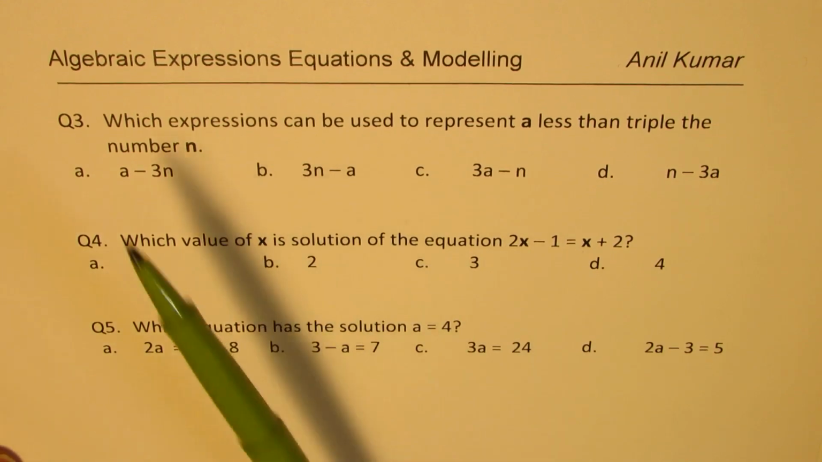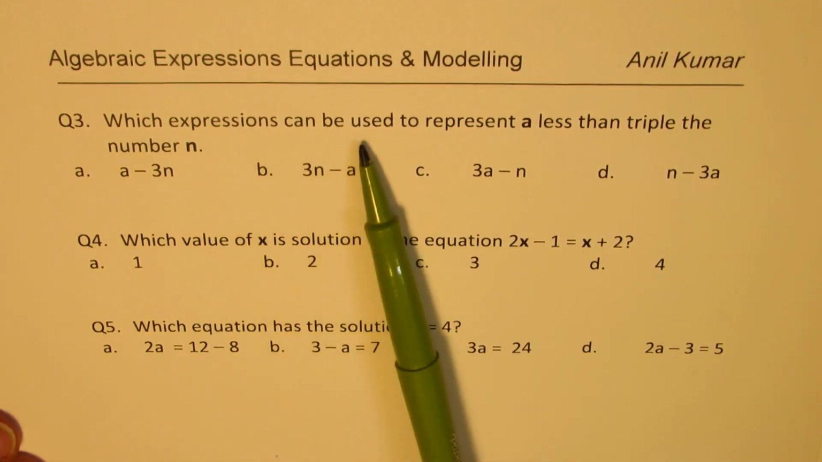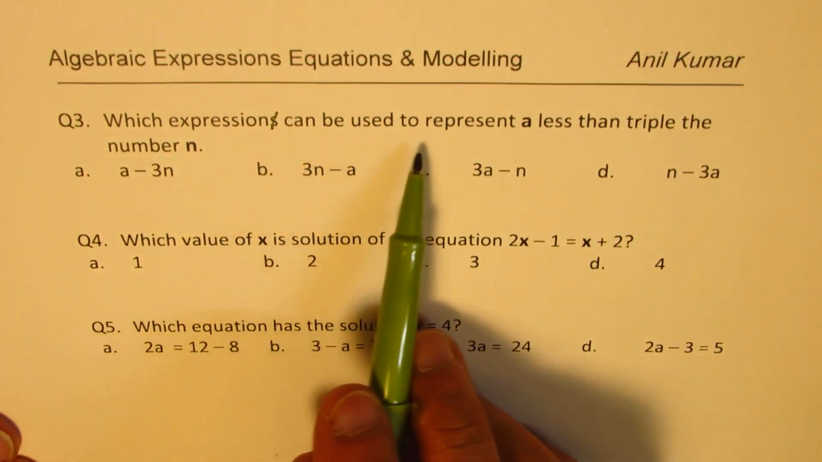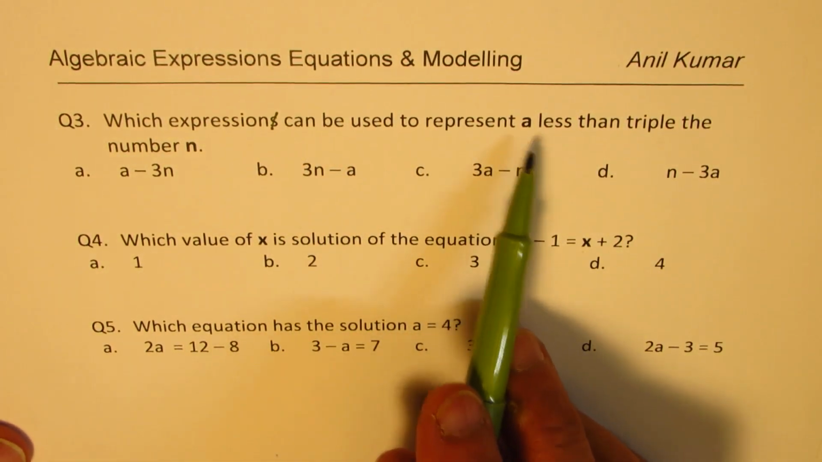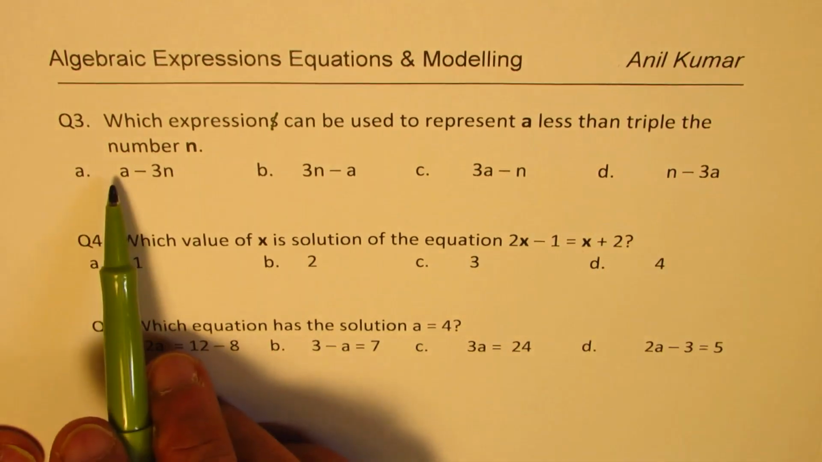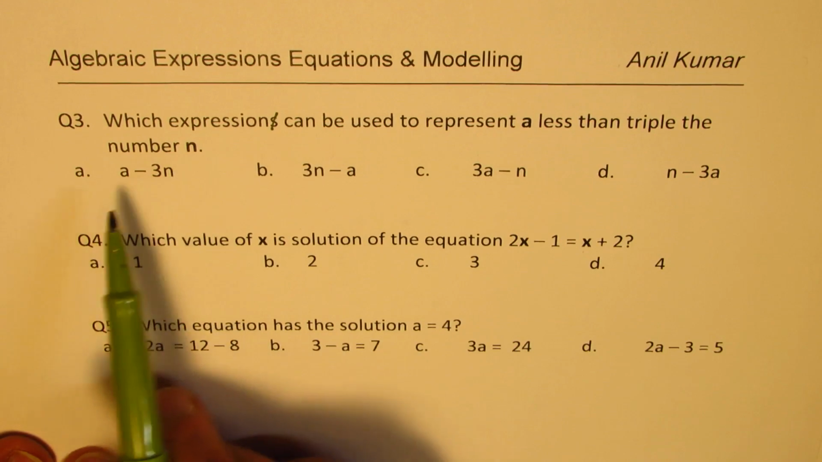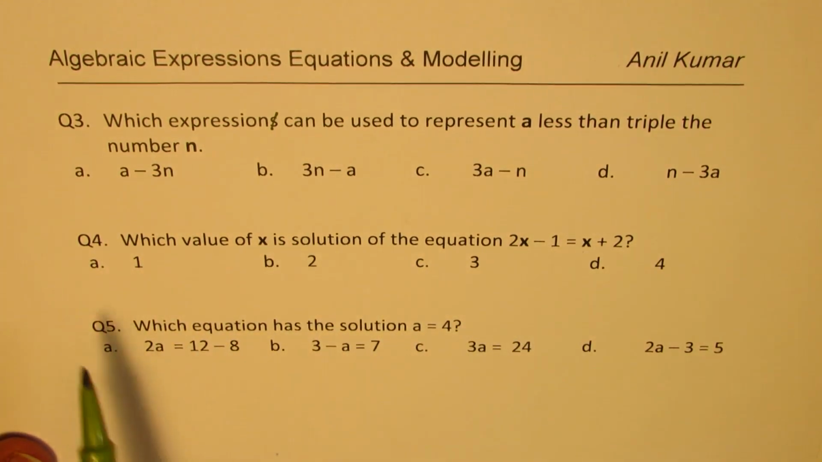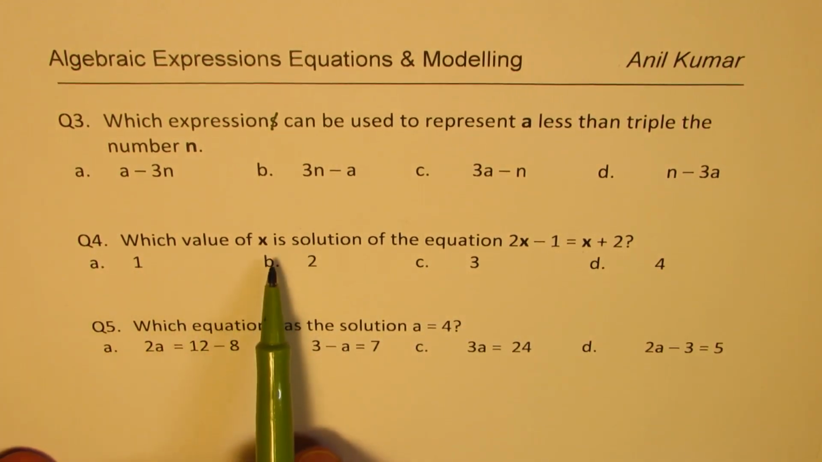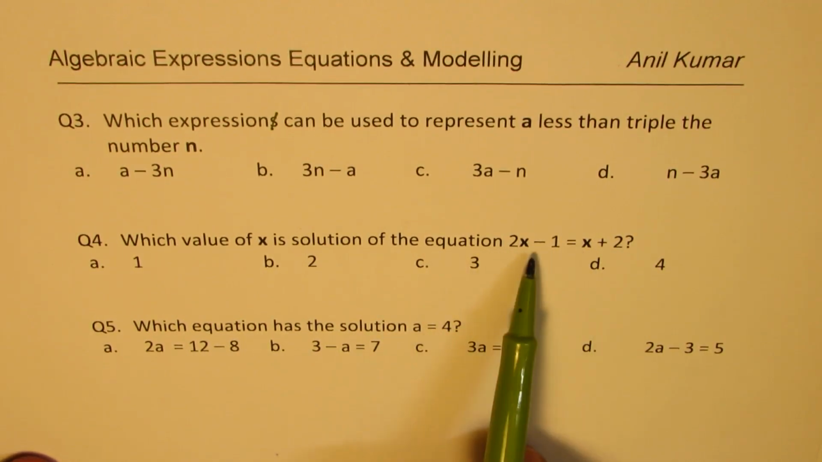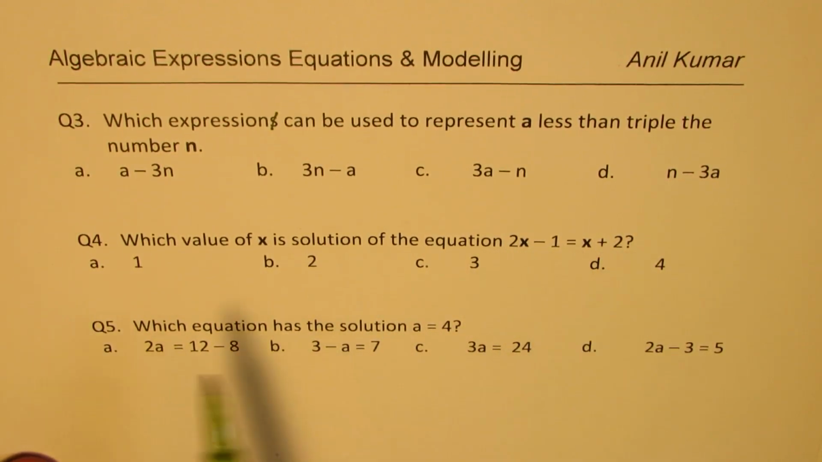Question number 3 is, just one of them is true, which expression can be used to represent 'a less than triple the number'? So a less than triple the number. Which one is the right answer? Question 4. Which value of x is the solution of the given equation? 2x minus 1 equals x plus 2. So what is the right solution?